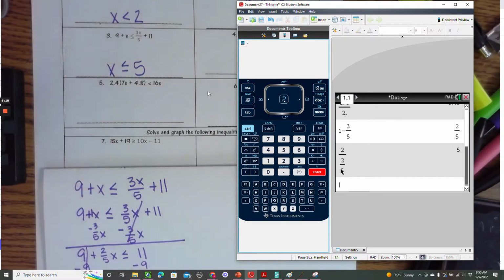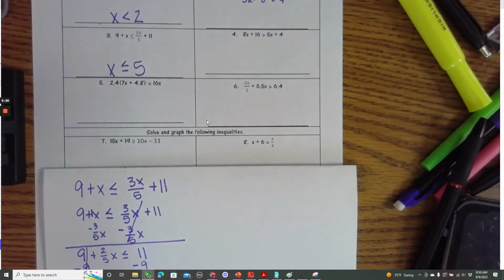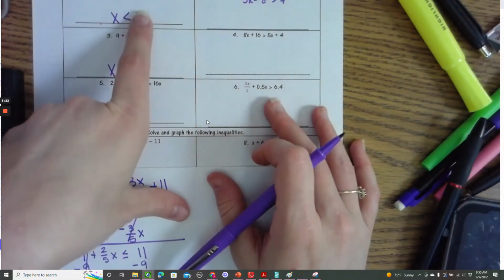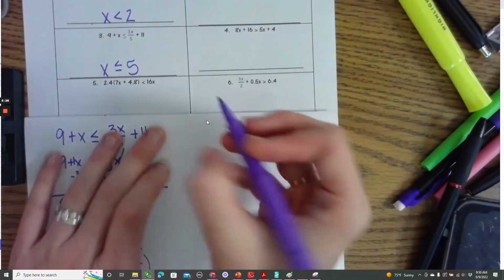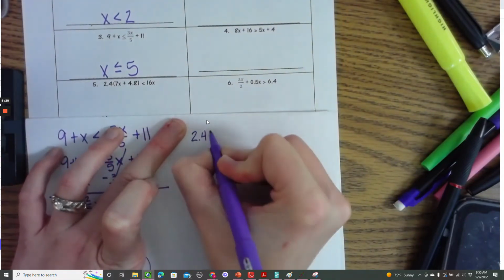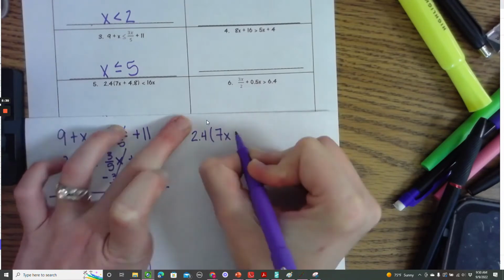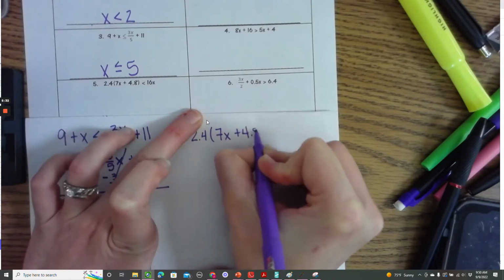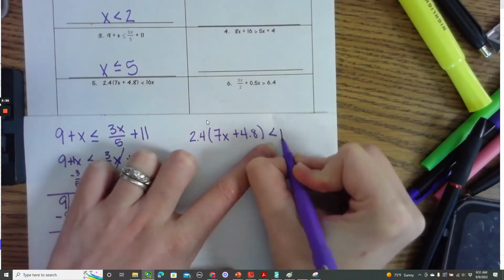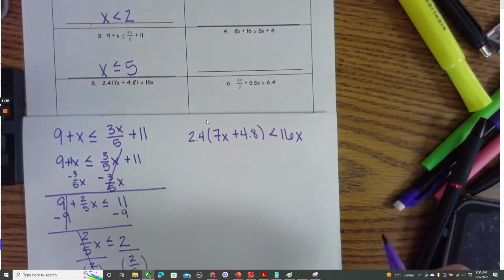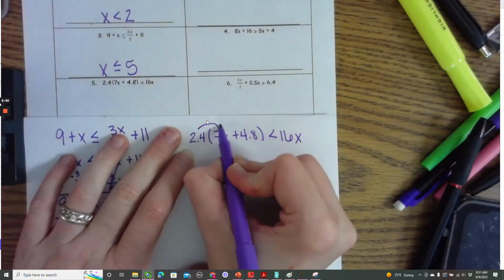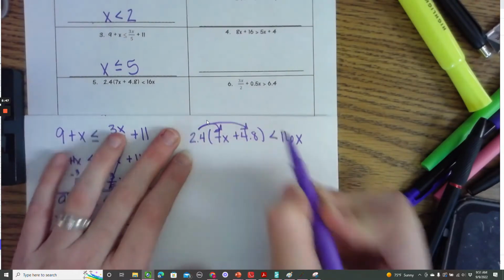All right, number 5 has some decimals in it. That's the only difference between this one and this one. And we've got an x on each side. So number 5, 2.4 times 7x plus 4.8 is less than 16x. Okay, what do I do first? Distribute. Remember, get rid of those parentheses.